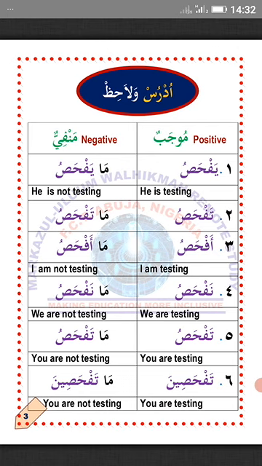Khamsa, number five. Tafhasu, you are testing, talking to a single male person. Ma tafhasu, you are not testing. Sitta, number six. Tafhashina, you are testing, talking to a single female person. Ma tafhashina, you are not testing. La'allaka fahimt. I hope you understand. MashaAllah.